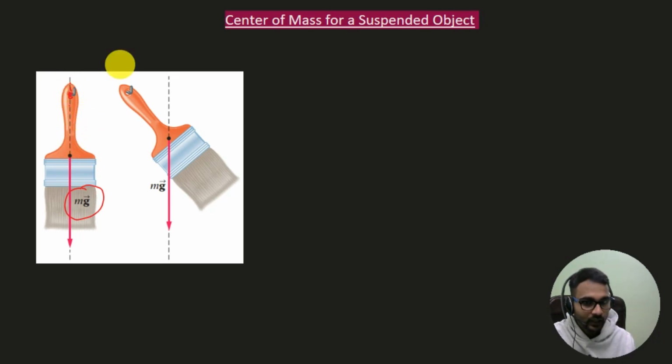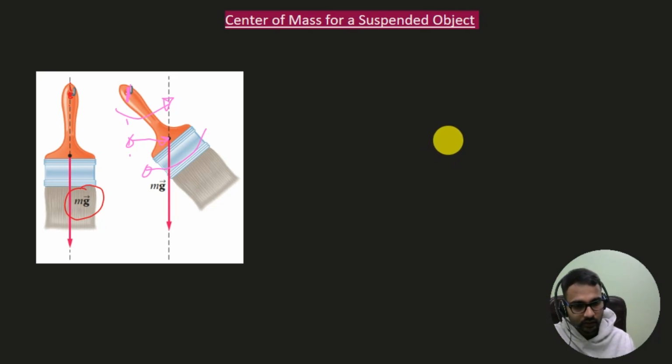Now suppose you turn this brush in the counterclockwise direction. In this case, the center of mass is shifted. Here, the center of mass is here. Now this would create a torque about the axis of rotation, and this torque will create a moment in the clockwise direction and will try to make this brush rotate in the clockwise direction so that the center of mass is in line with this axis, right? So this is one more example.